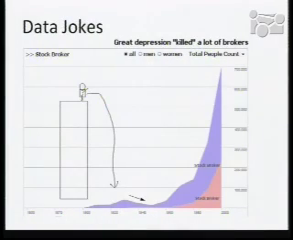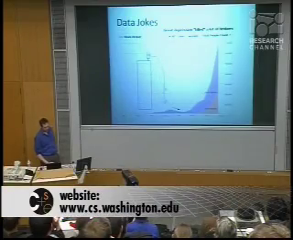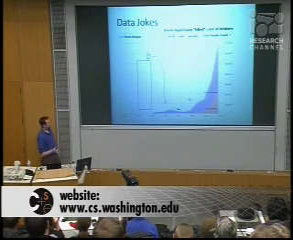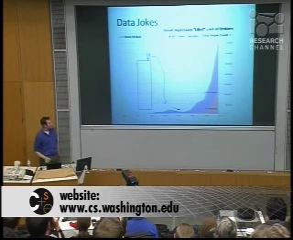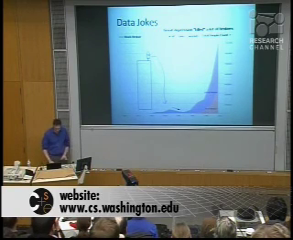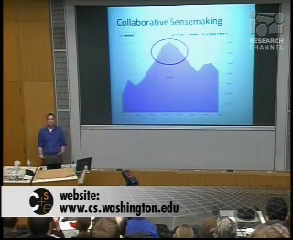Other people tried to inject some humor into their observations. So the comment here said the Great Depression killed a lot of brokers, and conveniently had the suicidal broker jumping right into the valley of the Great Depression. Though when I saw this chart, the first thing that jumped out to me was like, man, there's a lot of stockbrokers after 1970. But the most interesting examples were those involving collaborative sense-making.